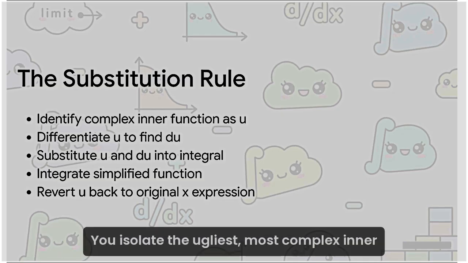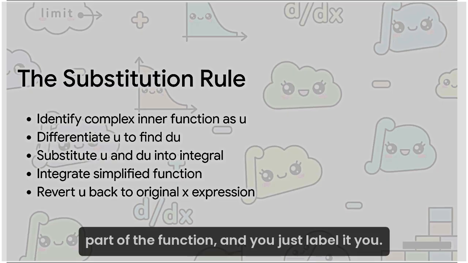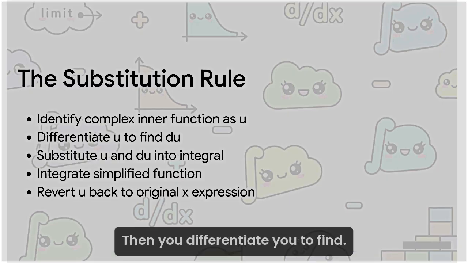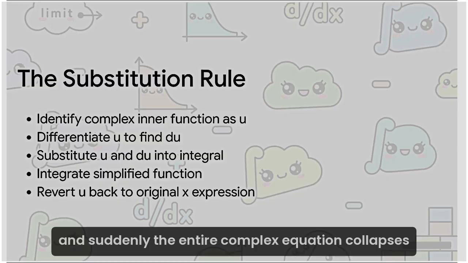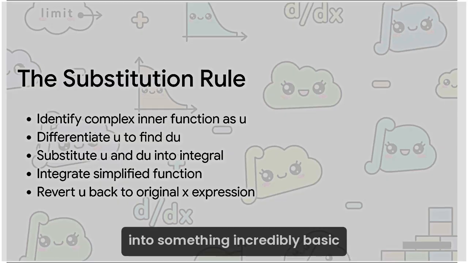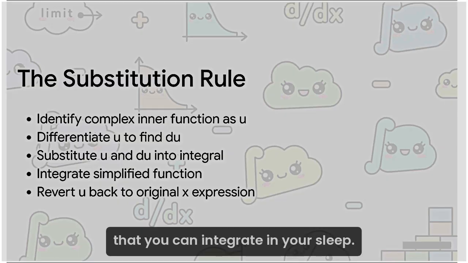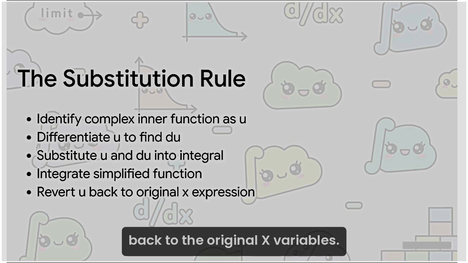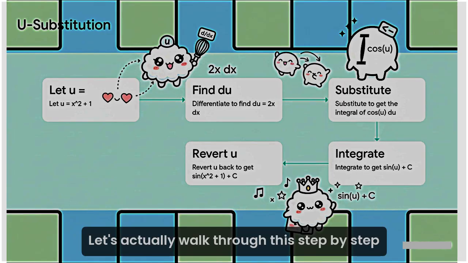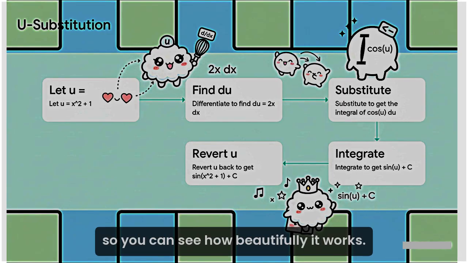Here's the playbook. You isolate the ugliest, most complex inner part of the function, and you just label it U. Then, you differentiate U to find du. Substitute those simple letters directly into your original, messy integral, and suddenly the entire complex equation collapses into something incredibly basic that you can integrate in your sleep. Then at the very end, you just revert the u back to the original x variables. Let's actually walk through this step by step so you can see how beautifully it works.